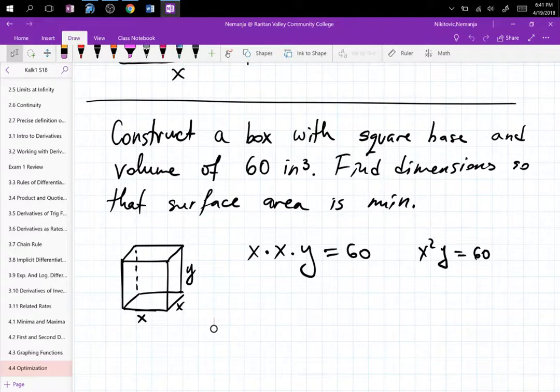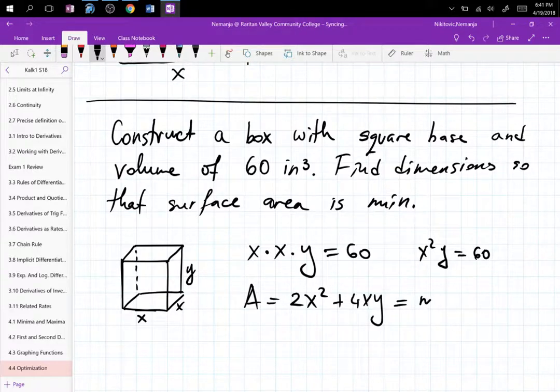What is the area of each of the faces? How many faces of the box do I have? 6. So what are the top and bottom faces? What is the area of those? X squared, and I have 2 of those, right? I have x squared on the bottom for area and x squared on the top for area. How about on the sides? X, y, and how many of those do I have? Yeah. And we want that to be minimum. There is your objective equation.